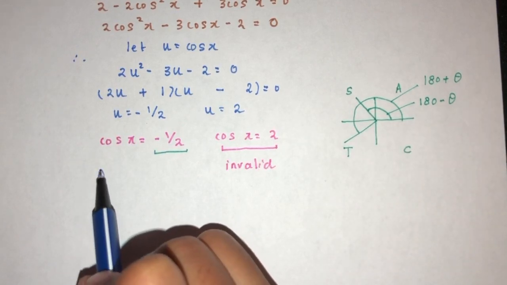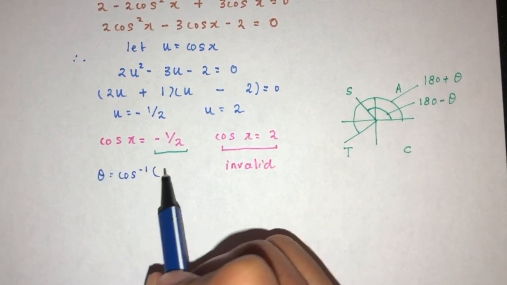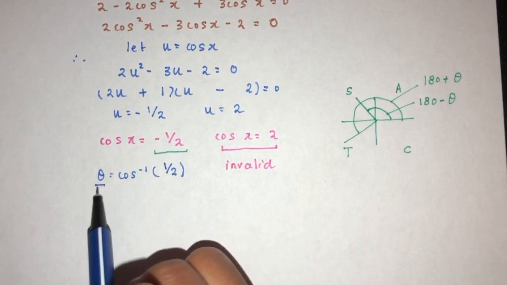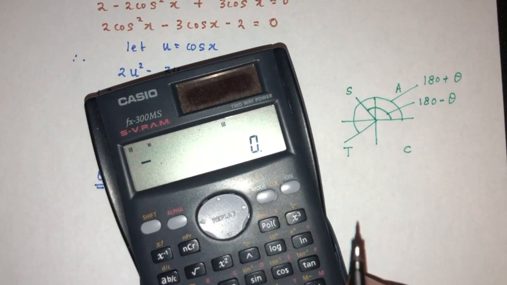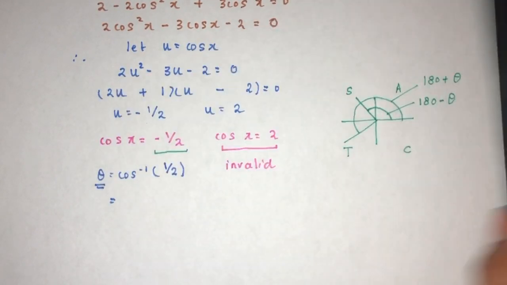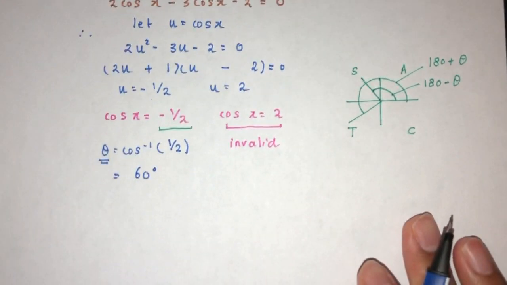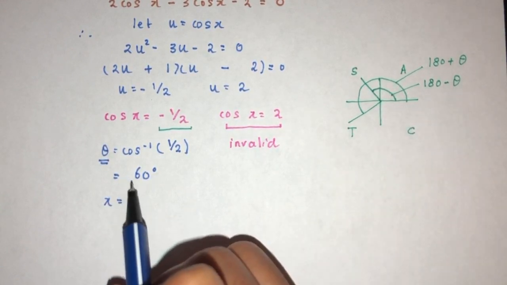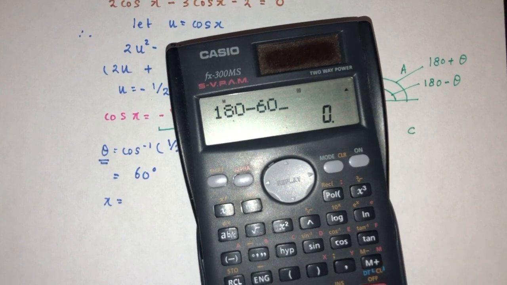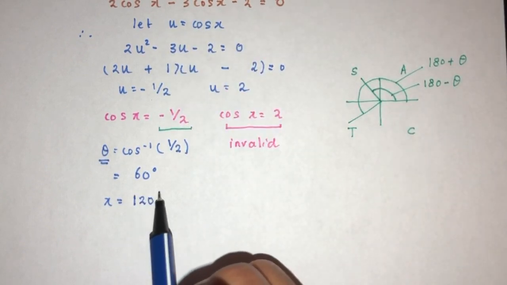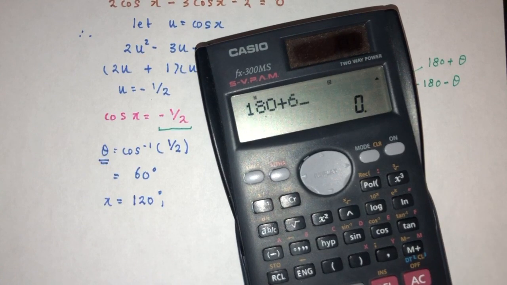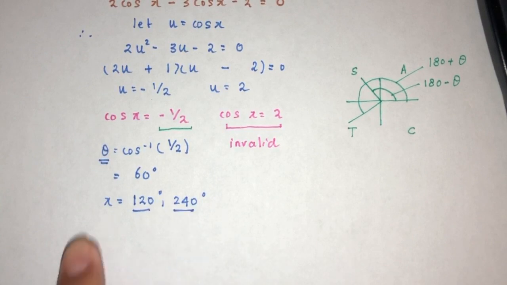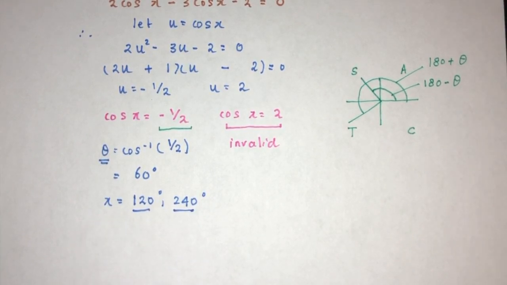Now theta is what? Theta will be cos inverse of the positive value that we have over here. It is negative, but I'll take the positive to find the value of theta. Theta will be cos inverse of 0.5. That should be 60 degrees. This is theta. Now we have to use our quadrants to find the value of x. So x will be 180 minus theta, which is 180 minus 60, that should be 120. Here will be 180 plus 60, that should be 240. So this is found by using your quadrants for the value of x, and that is part 2 of your question.